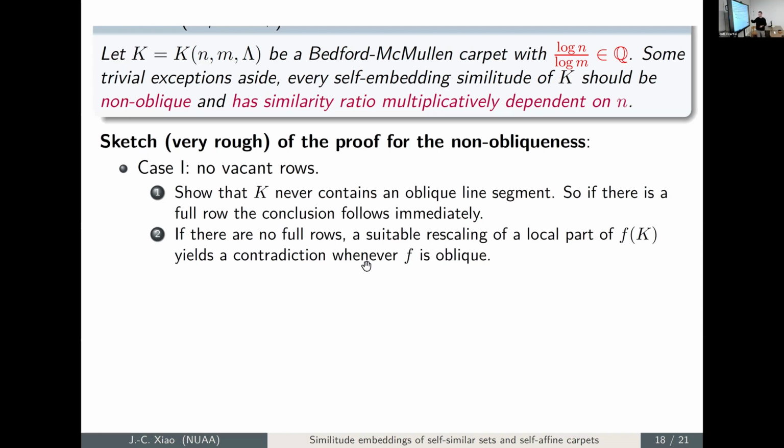Very roughly speaking, since K consists of very thin rectangles, if you embed a very thin rectangle into itself, that will contradict the grid structure very locally in that carpet.